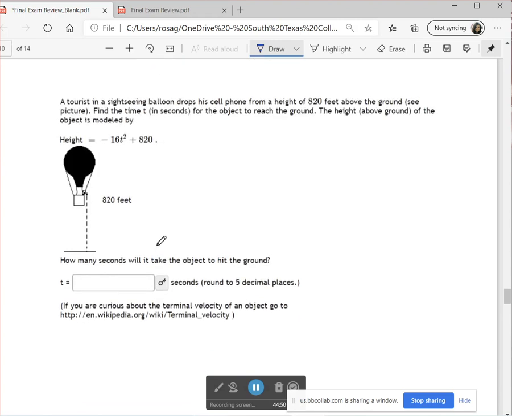Now here we have another word problem. This is about a tourist in a sightseeing balloon who drops his cell phone from the height of 820 feet above the ground.